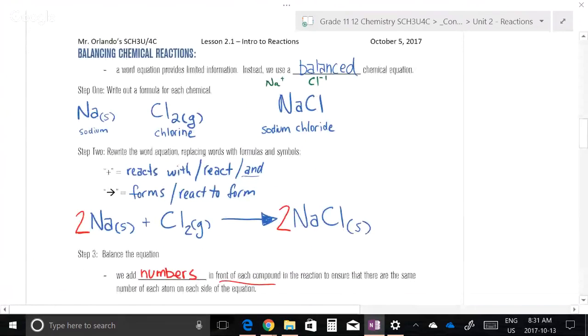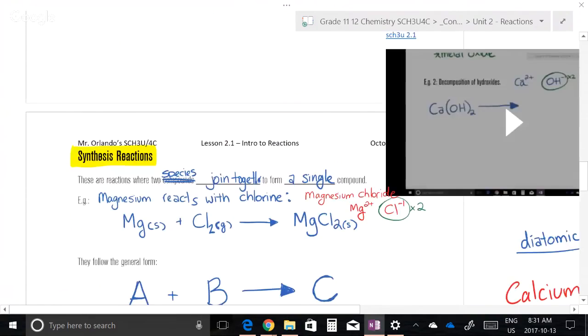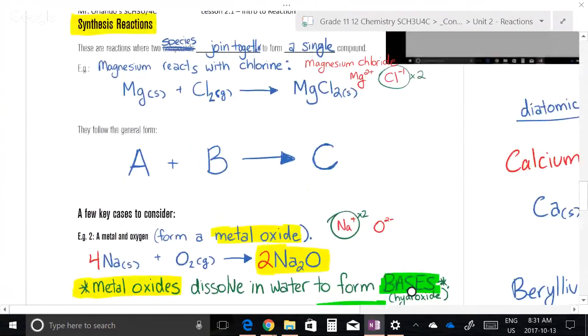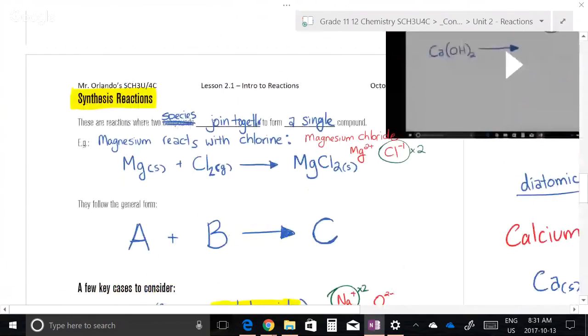How do we make bases, rather? How do we make acids? Non-metal oxides and water. Good. So make sure, if that's feeling uncomfortable to you, that you go back through that note. You can ask me for help with it.